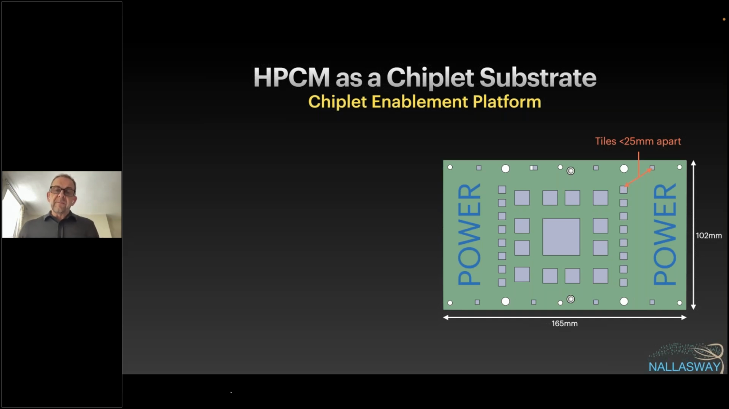Okay, so if we sort of think along those lines then, and we think that the HPCM could be actually a chiplet substrate. And when you think about it, this is a standalone module which can be plugged into media, and cables can be plugged in to wire it to other modules. You can build a system. It becomes quite an interesting chiplet enablement, or it could become an interesting chiplet enablement platform.